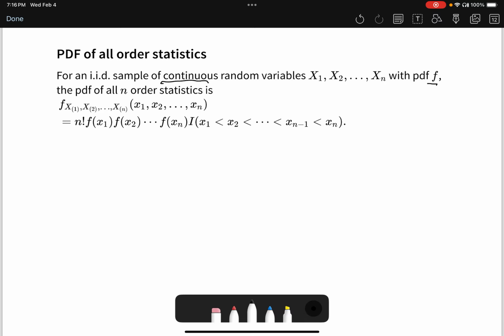Okay, so they're going to be continuous, and we're going to assume that they're IID, and so they have a common PDF f. And we're going to derive the PDF of all n order statistics, X(1), X(2), up to X(n). Notice once again this little subscript with the parentheses around it indicating the specific order statistic. We're going to evaluate that PDF at x1, x2, up to xn. And so we're going to show that this PDF is the same as n factorial times the product of all the marginal densities multiplied by this indicator function, that x1 is less than x2 is less than everything else is less than x(n-1), less than xn.